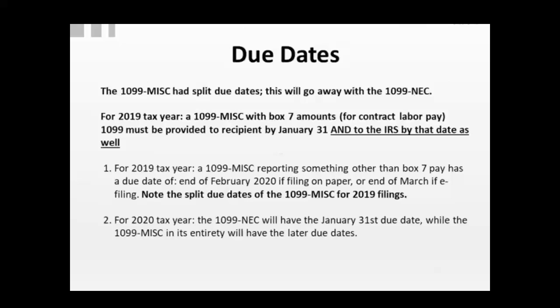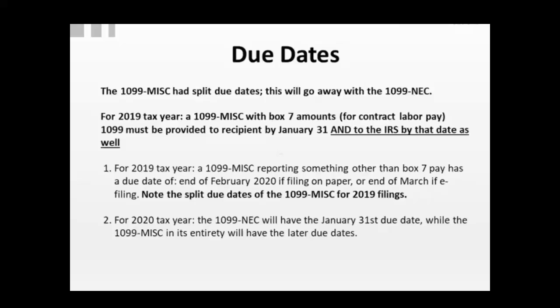You had to have it to both by January 31st. And then you had a later due date for the 1099 miscellaneous if it was reporting anything else. End of February if filing on paper, or end of March if e-filing. So there were split due dates, and if you were mailing in the 1099s to the IRS, you had to do 2 separate mailings. You had to do one mailing for the box 7 1099s postmarked by January 31st, and then put the other 1099s in a separate mailing to the IRS.